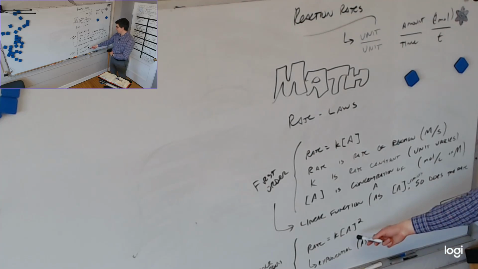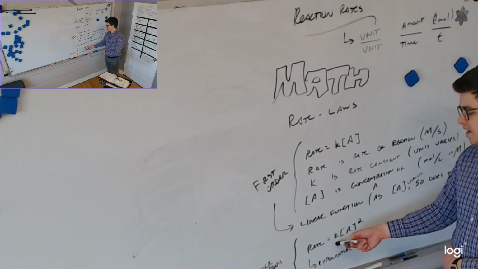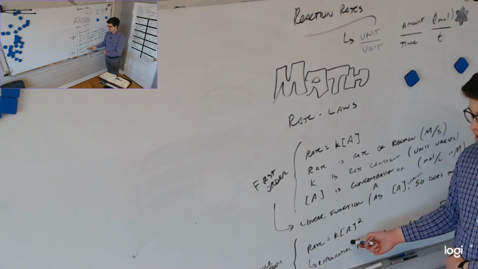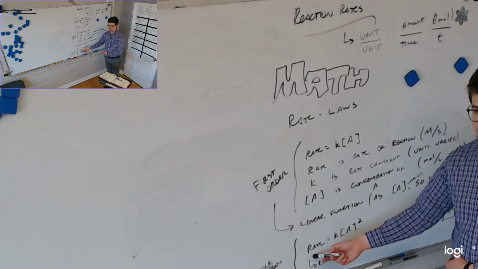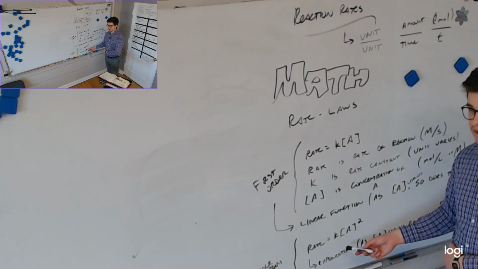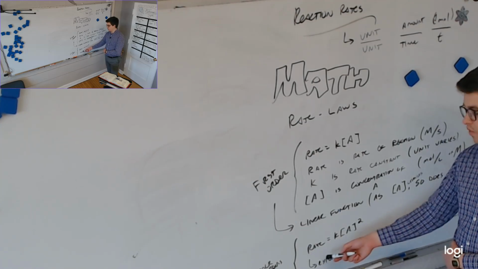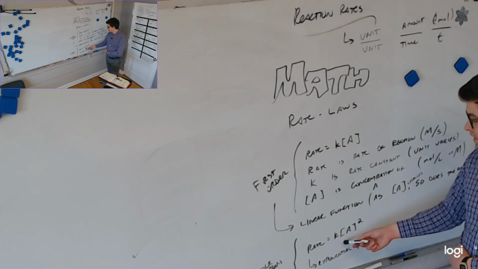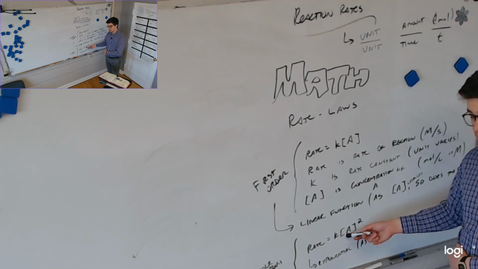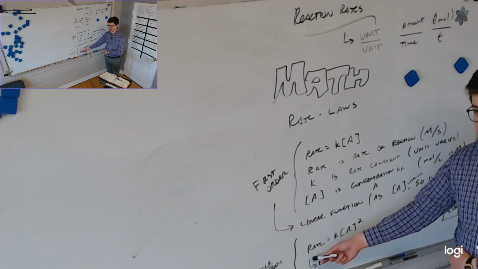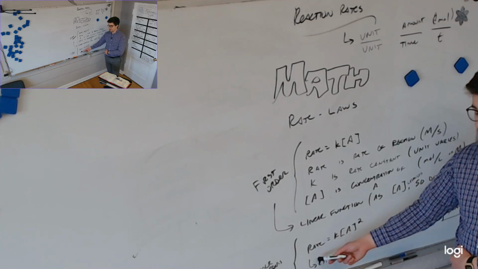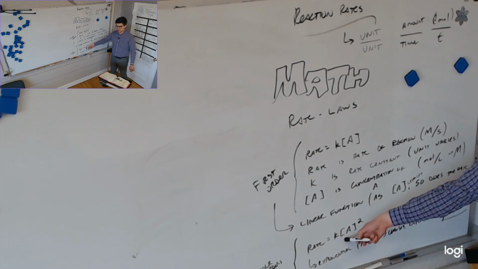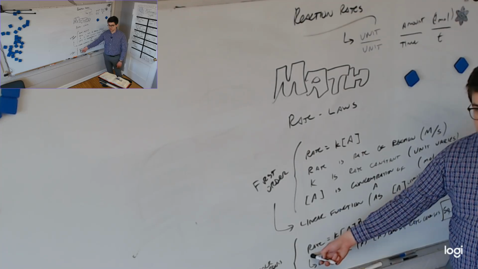So if I double A, we could do the math, but say K is 1, just to make it easy. If A starts out as 2, then my rate is 4. But if I double this to make it 4, I've doubled A, but now my rate is 16. It's quadrupled. So as A changes, the rate changes squared. So if I triple A, how does the rate change?